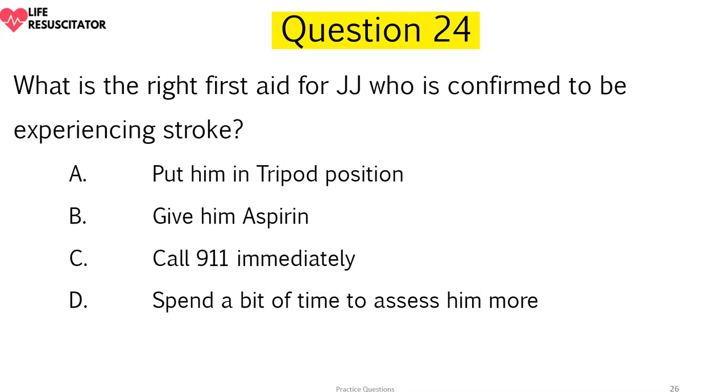What is the right first aid for JJ who is confirmed to be experiencing stroke? A, put him in tripod position. B, give him aspirin. C, call 911 immediately. D, spend a bit of time to assess him more. What is the most appropriate first aid for this person? Alright, so we move to next.